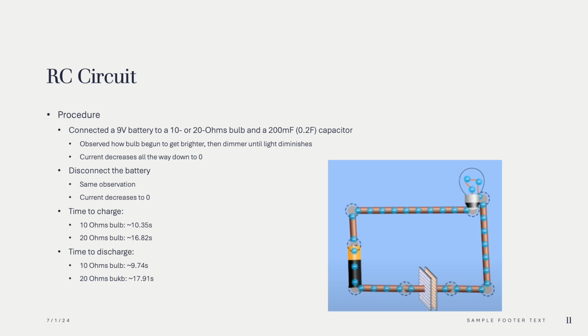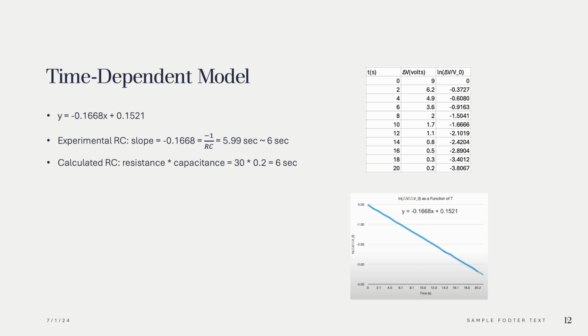And the same observation was made when the battery was disconnected, and here are the times that it took to charge and discharge for both the 10 and 20 ohms bulb respectively. For the time-dependent model I took various time points from 0 to 20 and created a graph which displayed a negative linear line, and the experimental RC value was calculated to be around 6 seconds, which further aligned with the calculated RC value of 6 seconds.